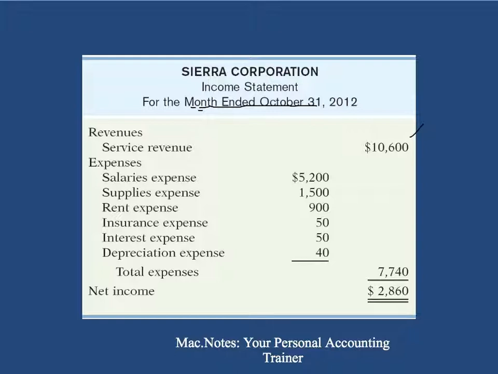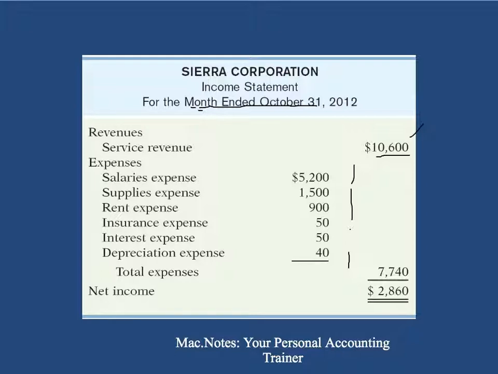There's one revenue account, service revenue. Now every time the company performed services, it earned revenue. Total amount of revenue was $10,600. Now we incurred expenses in order to earn that revenue, and we list the expenses. Now they're listed here in size, but it's not necessary. You can list them in any order. But notice we're going to add them up. So we move to an inside column here, add them up, draw a line, and carry the total to the outside. Here we list the expenses: salary expense, supplies, rent, insurance, interest, and depreciation.